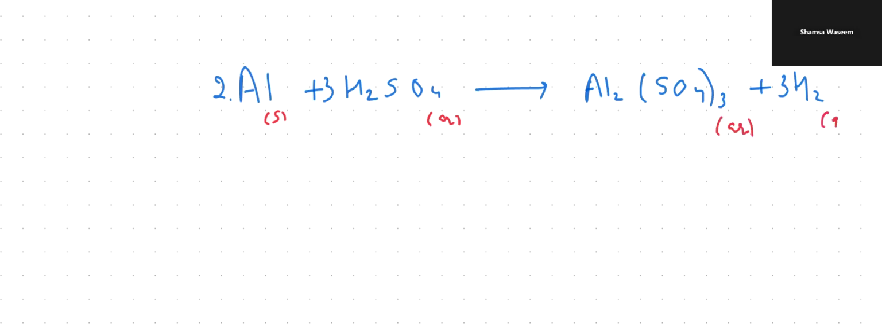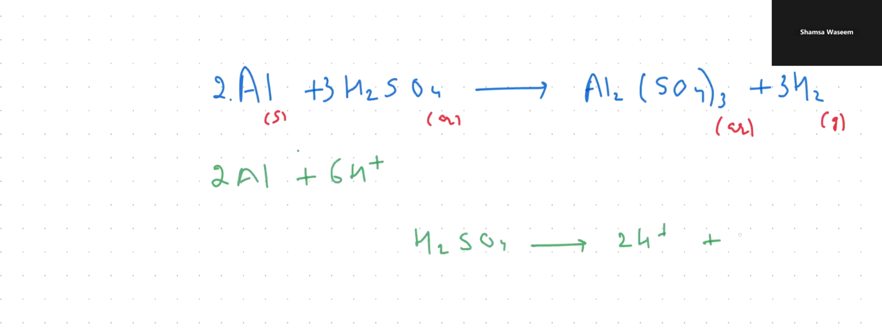You can try writing its ionic equation by yourself, otherwise I'm solving it over here. Again, the substances in aqueous state are supposed to be dissociated. Solids, liquids, and gases are written as they are. I'm going to write aluminium as it is, as a solid. I'm going to write this as 6H positive ions. Why? Because when you dissociate sulfuric acid, it gives 2H positive ions and sulfate ions. Whatever number is written over here is going to be multiplied by that. If there had been 2 moles of sulfuric acid, then I would have written here 4H positive ions and 2 sulfates.